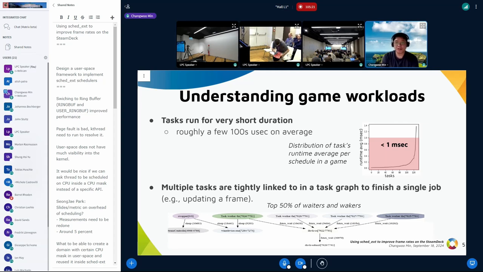So in order to understand the design decisions that I made for LAVD, let me briefly discuss the gaming workload characteristics. We did a pretty good amount of workload characterization study on how games work, especially from the scheduler's point of view, and I'll bring up only two points, which I think are the most relevant and important.